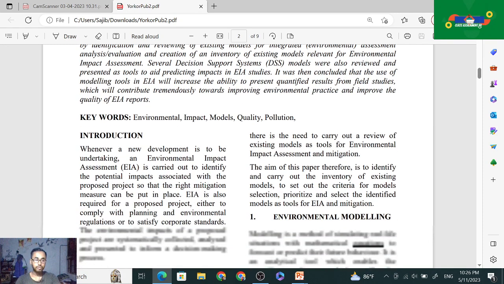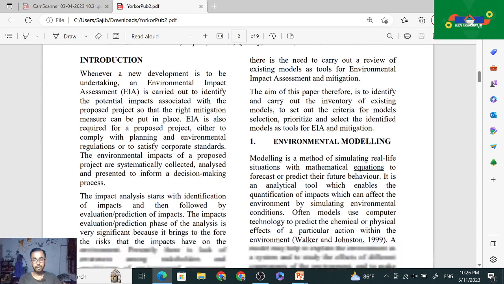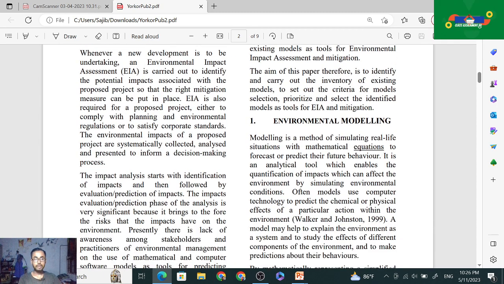মধ্যে যেটা আছে সেটা হচ্ছে যে introductions এর মধ্যে যেটা আছে, whenever a new development is to be undertaken, an environmental impact assessment is carried out to identify the potential impacts associated with the proposed project, so that the right mitigation measures can be put in place. EIA is also required for a proposed project to comply with planning and environmental regulations and safety standards. The environmental impacts of a proposed project are systematically collected, analyzed, and presented to inform a decision-making process.